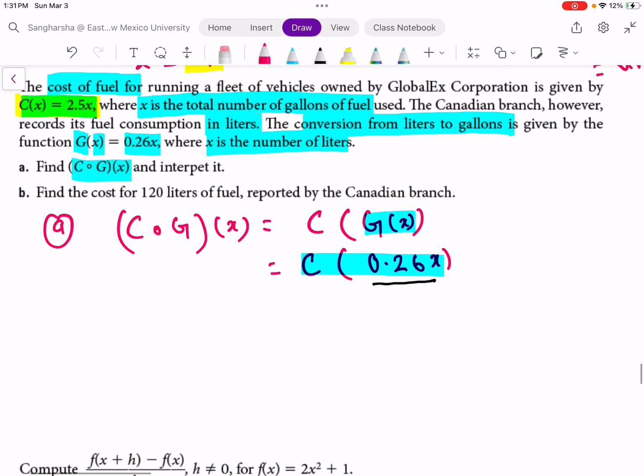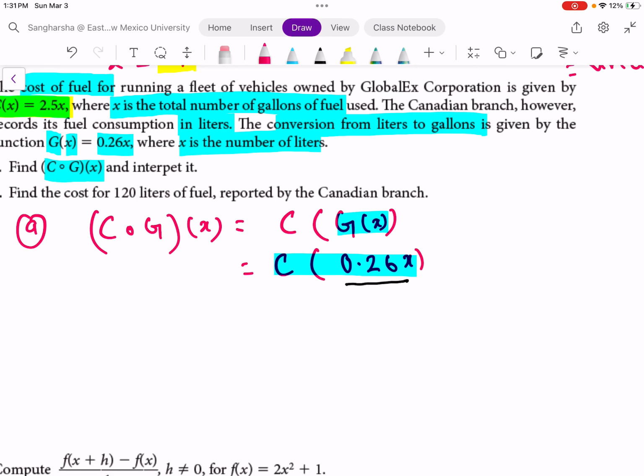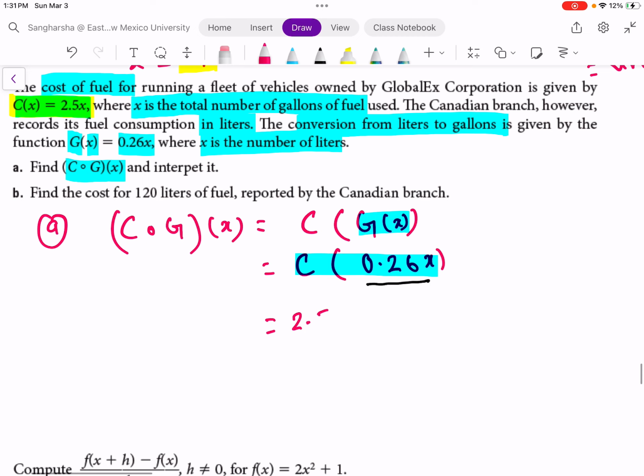So we substitute 0.26x for every x in our C function. We have 2.5 as it is, and for x we substitute this input, which is 0.26x. Now let's find 2.5 times 0.26. When we multiply 2.5 and 0.26 we get 0.65, so we have 0.65x. So this is the C composite G function.